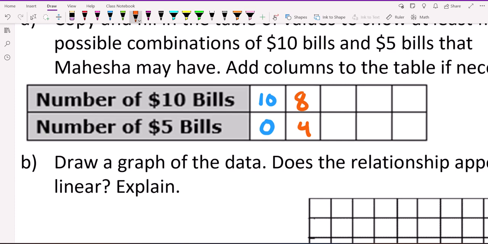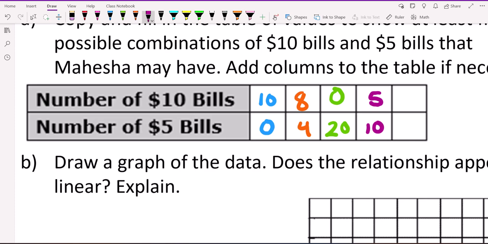Any other combination you guys can think of? Yes, Alice. 25s. So if we have 25 fives, that gives us $100. That means we need no $10 bills. Any other? Max. 10 fives and 5 tens. 10 fives, let's use purple, that gives us $50. And then you said 5 tens, that gives us another $50. So 50 and 50 makes 100. That works. Need one more combination.